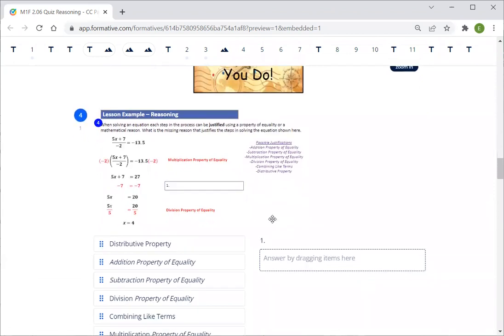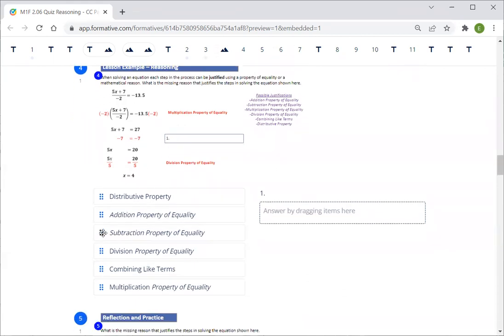We're going to do the you-dos together, and then I'm going to have you guys do the breakout room problems on your own. So the first step, we can see they multiply by -2 on both sides. And the second step, they are subtracting. So that should be subtraction property of equality. And then the last step, they divide on both sides.